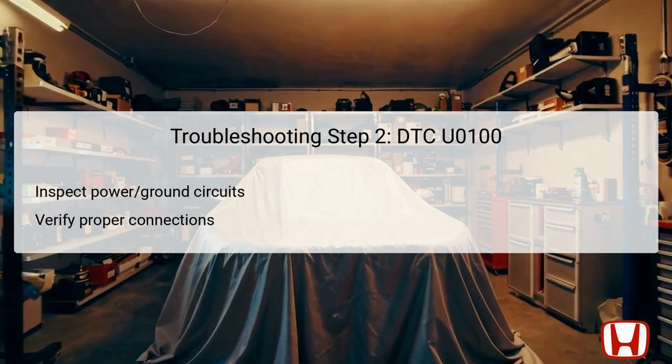The second step in troubleshooting DTC U0100 mandates a thorough inspection of both the power and ground circuits associated with the PCM. It's essential to check the power supply to the PCM, confirming that it receives the requisite voltage for normal operation. Any interruptions in the power circuit could lead to loss of communication and result in this code being stored. Additionally, verifying the ground connections is equally significant. A poor ground can impede signal transmission and disrupt communications between modules.